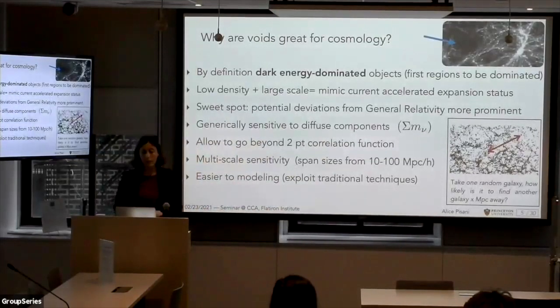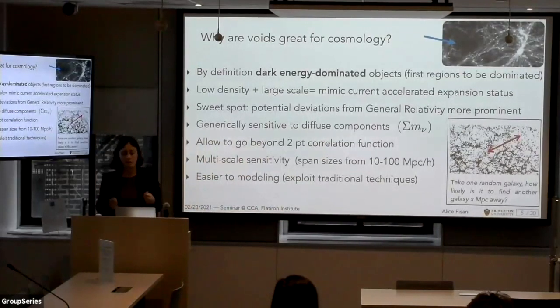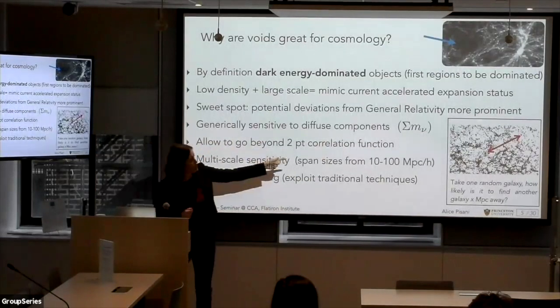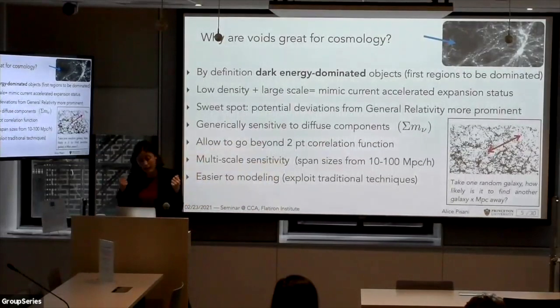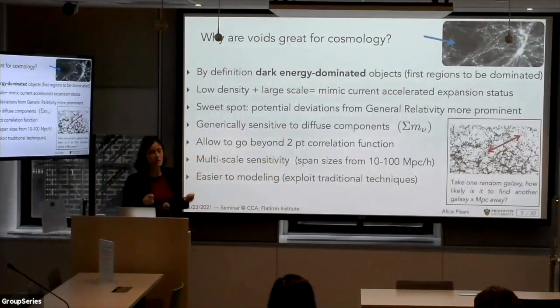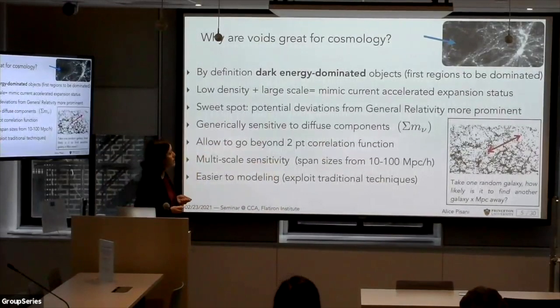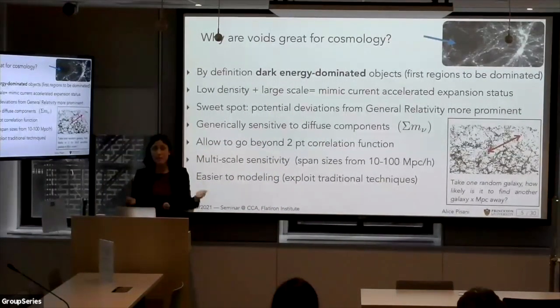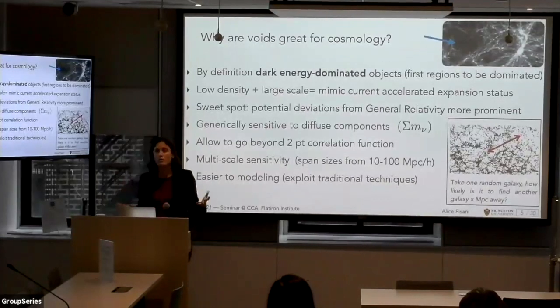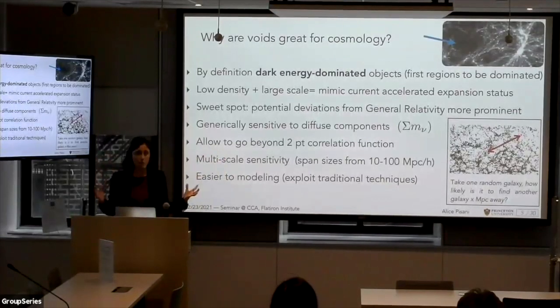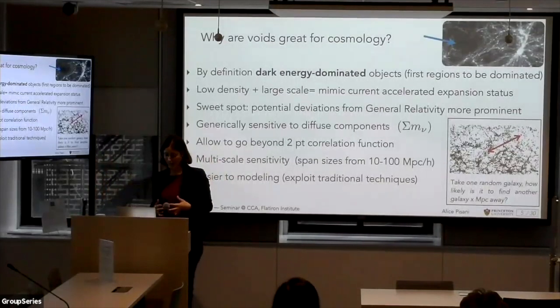Interestingly, voids allow us to go beyond what is traditionally done in galaxy clustering analysis. What we do in galaxy clustering usually is that we look at galaxy maps such as this one, and we take one random galaxy, and we will ask ourselves how likely it is to find another galaxy at a certain distance from the first one. And this allows us to construct the two-point correlation function. But actually, the cosmic web embeds much more information, and this information is what we can capture by using voids, for example, because voids are extended objects constituted by hundreds of galaxies.